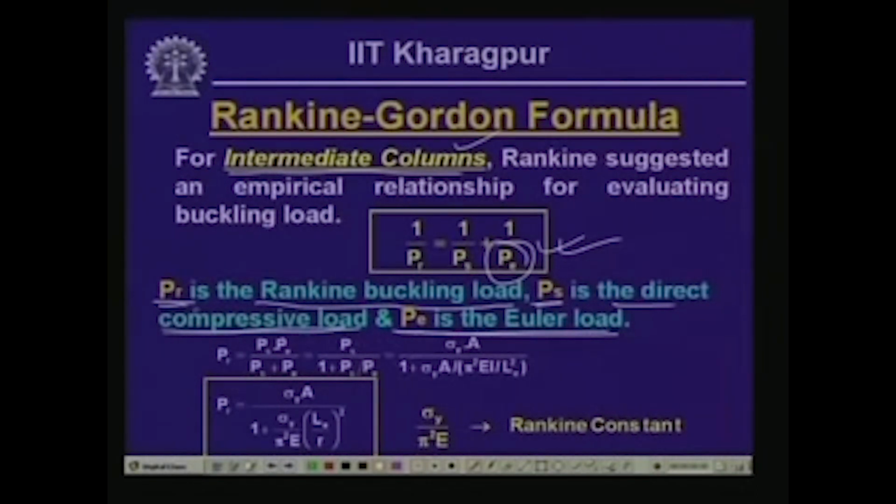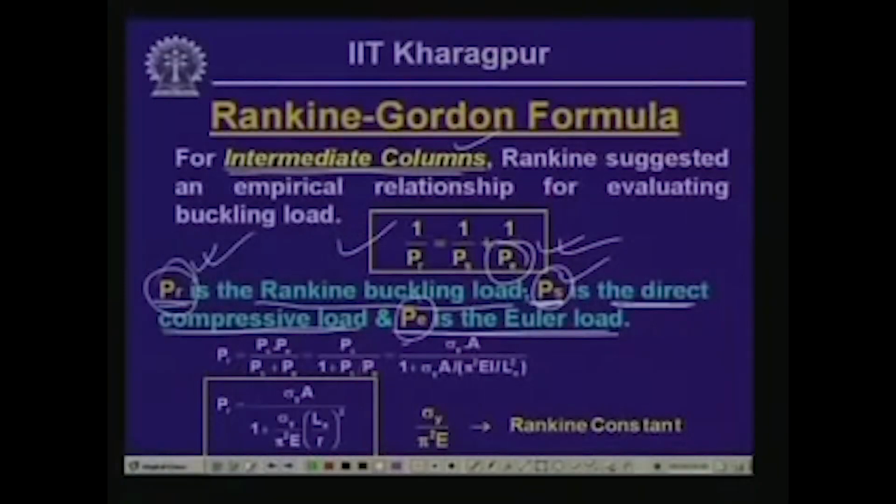So, we have three terms: PR, PS and PE. PR is the critical buckling load given by Rankine, and that is what we are interested in evaluating, and that is being evaluated in terms of PS and PE. PS is the load evaluated from the direct compressive stress, and that is for the short column, and as you know, for the short column the critical compressive stress is nothing but the yield stress sigma y.